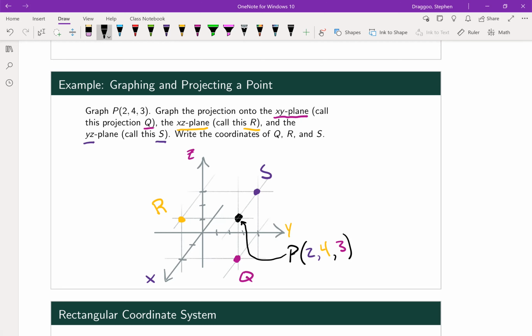So starting with Q, I've projected into the XY plane, which means that X and Y still retain their values, but the Z value is 0, because I've projected into the XY plane where Z is equal to 0. If I do that same thing for R, I've projected this into the XZ plane, which means that the X and Z values stay the same, but the Y value is 0, because we've projected into the XZ plane where Y is 0. So that's (2, 0, 3). And finally with S, I'm projecting into the YZ plane. So Y and Z retain their values, but X is 0. So that's (0, 4, 3).